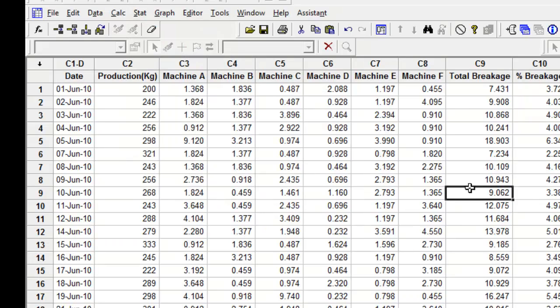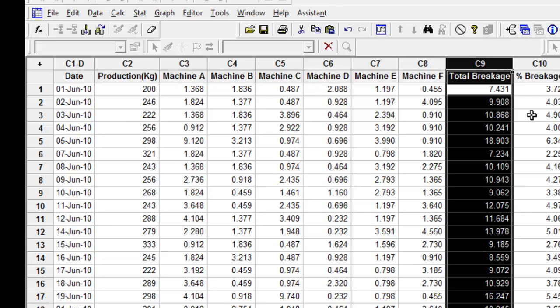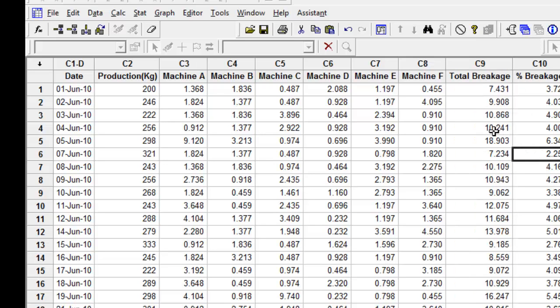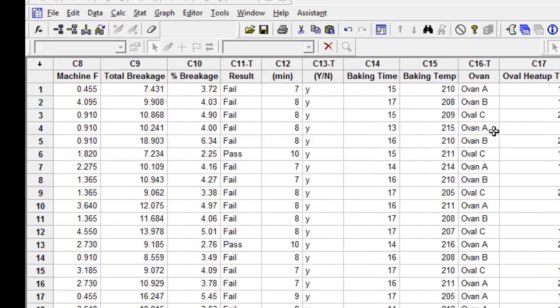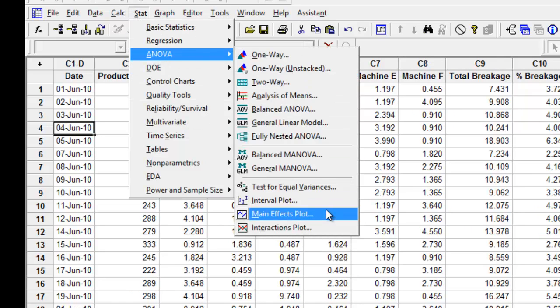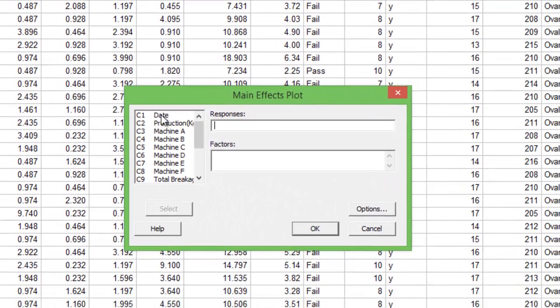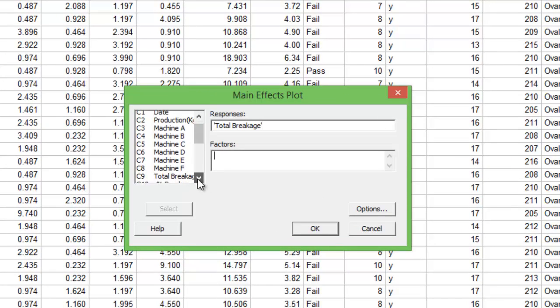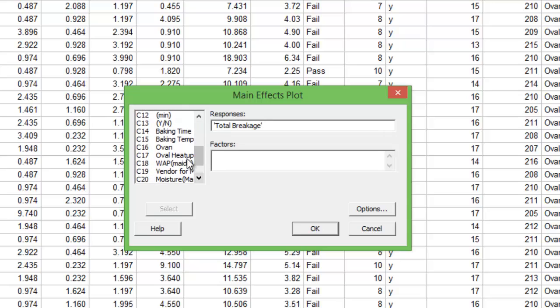Let me showcase this with an example. Here in column C9, I have the quantity of breakage that has happened in a particular manufacturing firm, and I have various factors that I would want to understand whether they impact or not. So I go to Stats, go to ANOVA, go to Main Effects Plot. Response is my total breakage, and I would want to compare it with oven and vendor for a particular input. In this case, I'm pressing OK.